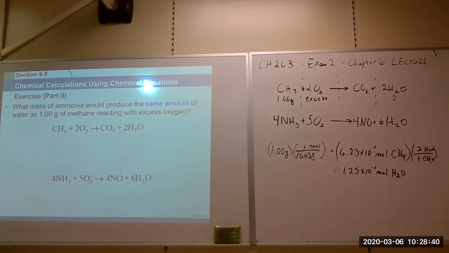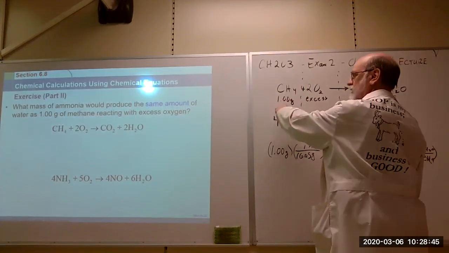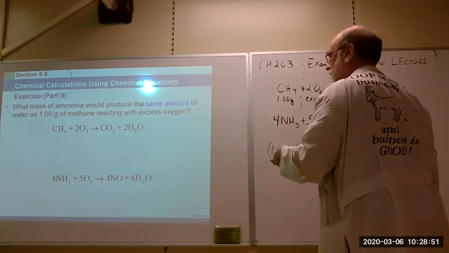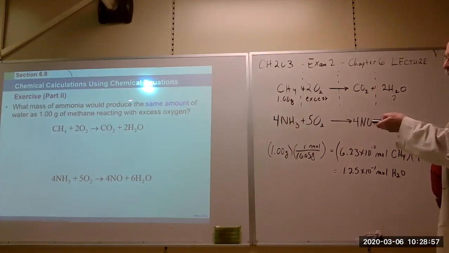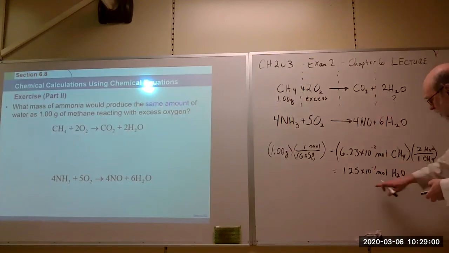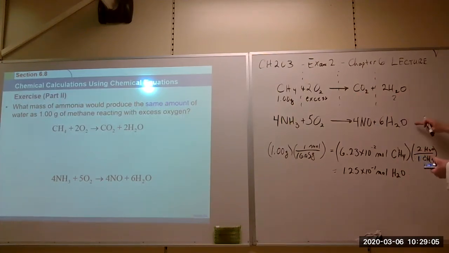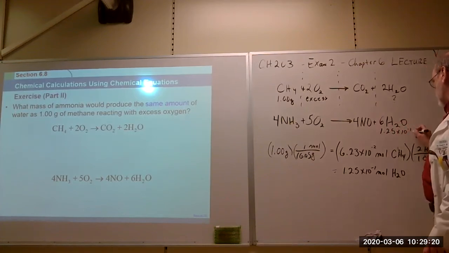Okay? So for 1 gram of ammonia, you get... No, 1 gram of methane. Okay, I was looking at the wrong one. You get 1.25, the same amount of water. Right? Same amount of water. Now we know how much water is produced from this reaction. It's the same amount here as here. That's what it says. Same amount of water here and here. So now we know that the number of moles here is 1.25 times 10 to the minus 1.